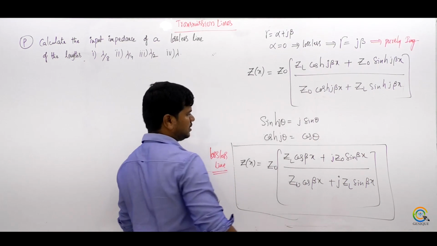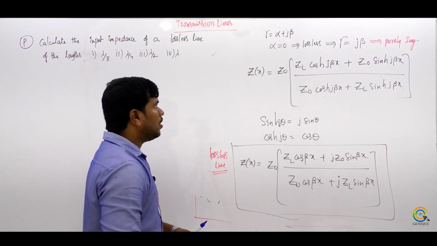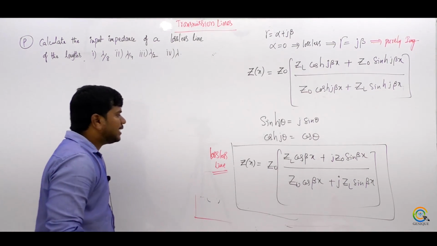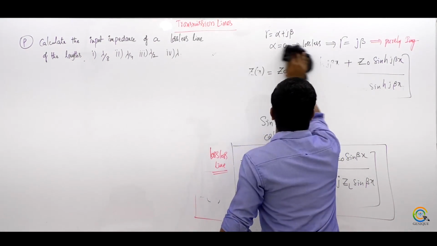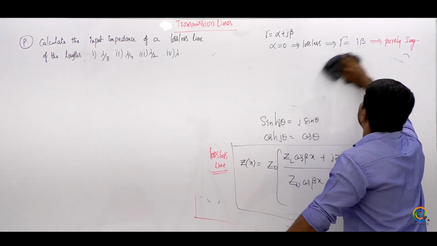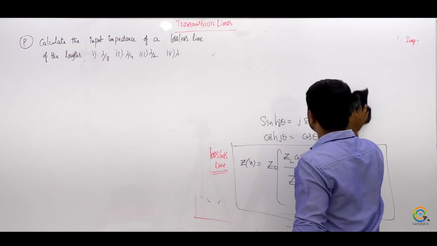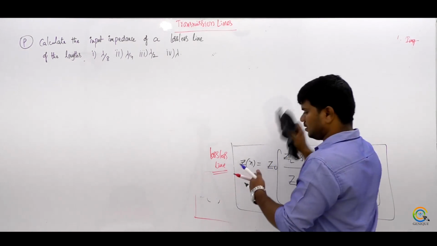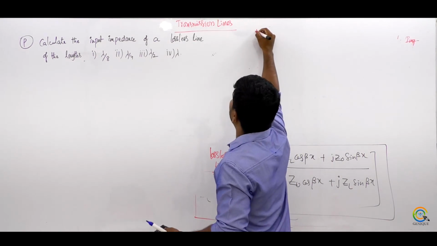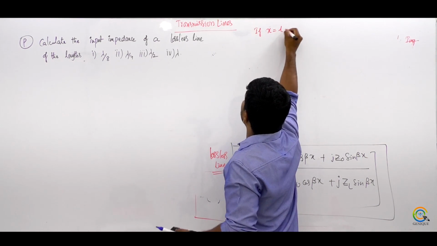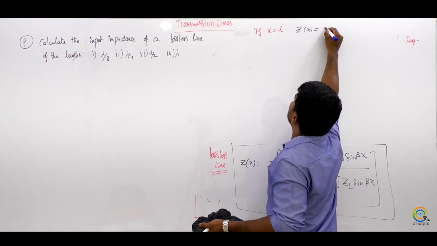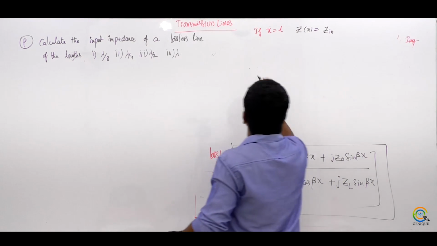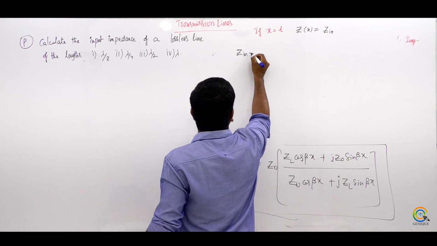You have to remember this. Now, if I want to calculate the input impedance, so for finding input impedance, what is x equal to? X equals L. Okay? If x is equal to L, Z of x will be equal to Z in. So from this, Z in can be written as what?